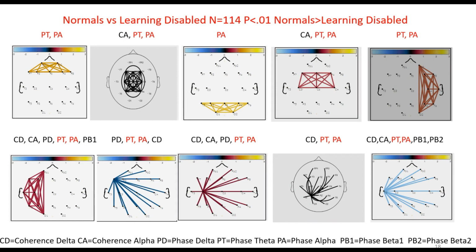Here's an example of the difference between normals and learning disabled. Sample size 114, where the normals are above the LD children on all these variables, in particular the red ones. PT, for example, means phase theta, PA means phase alpha. So consistently, those two frequencies are at deficit levels in terms of communication patterns.